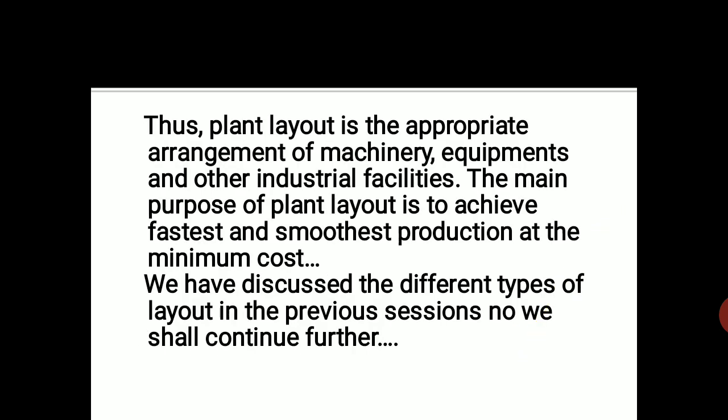Right, let us refresh what facility layout is once again, and then we move ahead. Thus, plant layout is the appropriate arrangement of machineries, equipments and other industrial facilities. The main purpose of plant layout is to achieve the fastest, smoothest production at the minimum cost. Thus, plant layout is what? It is nothing but the proper arrangement of all types of machineries, equipments and all the industrial facilities. These facilities we are going to check out right now. In this session we'll be checking these industrial facilities.